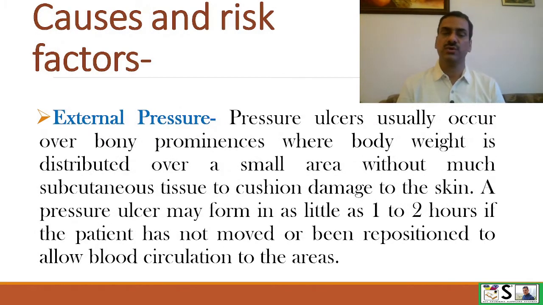What are the causes or risk factors for decubitus ulcer? Number one is external pressure. Pressure ulcers usually occur over the bony prominences, where the body weight is distributed over a small area without much subcutaneous tissue to cushion the damage to the skin. A pressure ulcer may form in as little as 1 to 2 hours if the patient has not moved or been repositioned to allow blood circulation to the particular area.